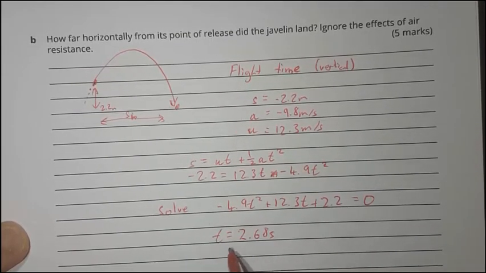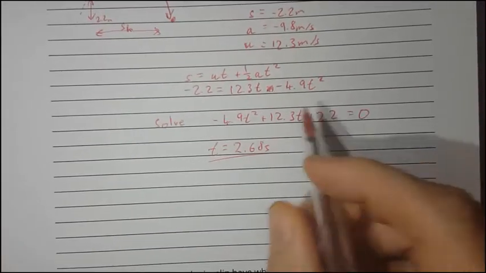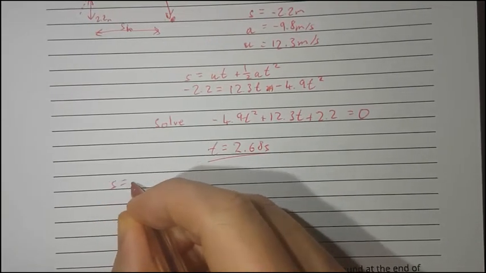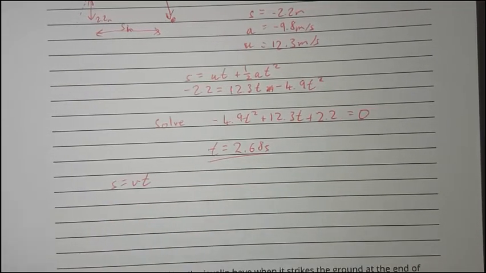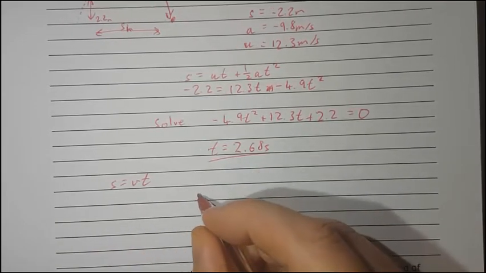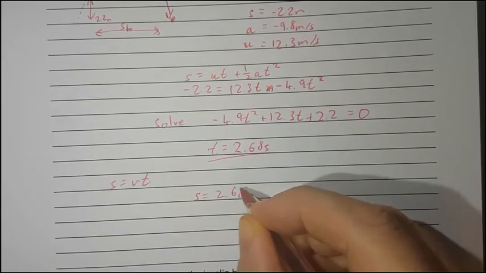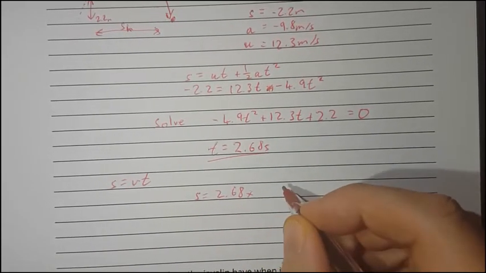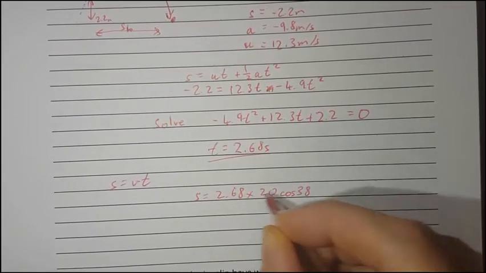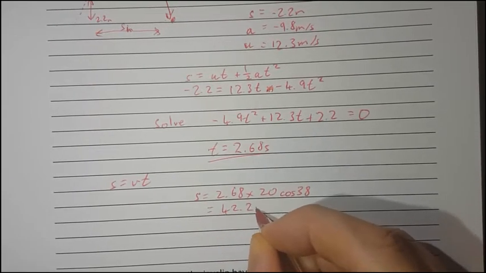Right, so that is the time that it spends in the air. So now what I want to do is talk about finding out what this horizontal distance is, and that's easy. That's just S equals VT. Now that I know what T is, I can just solve it pretty straightforward. So S equals 2.68 times the velocity in this case, which is going to be 20 cos 38, and I should end up with 42.2 meters.